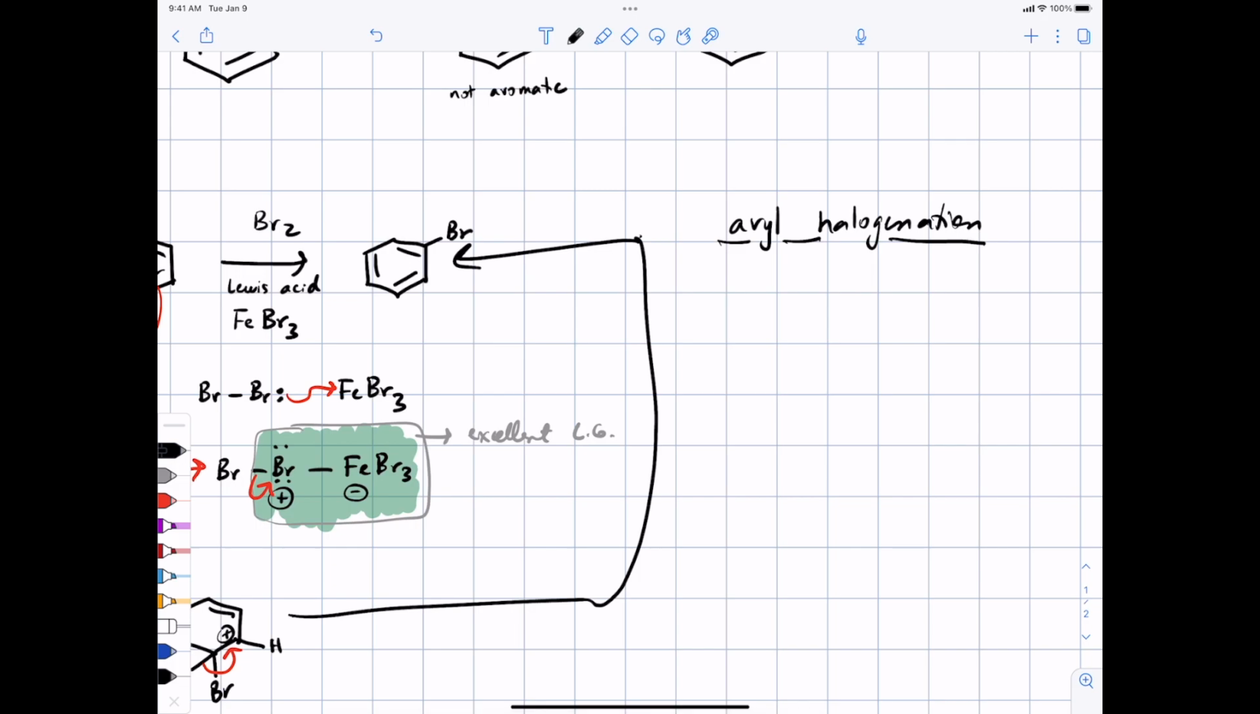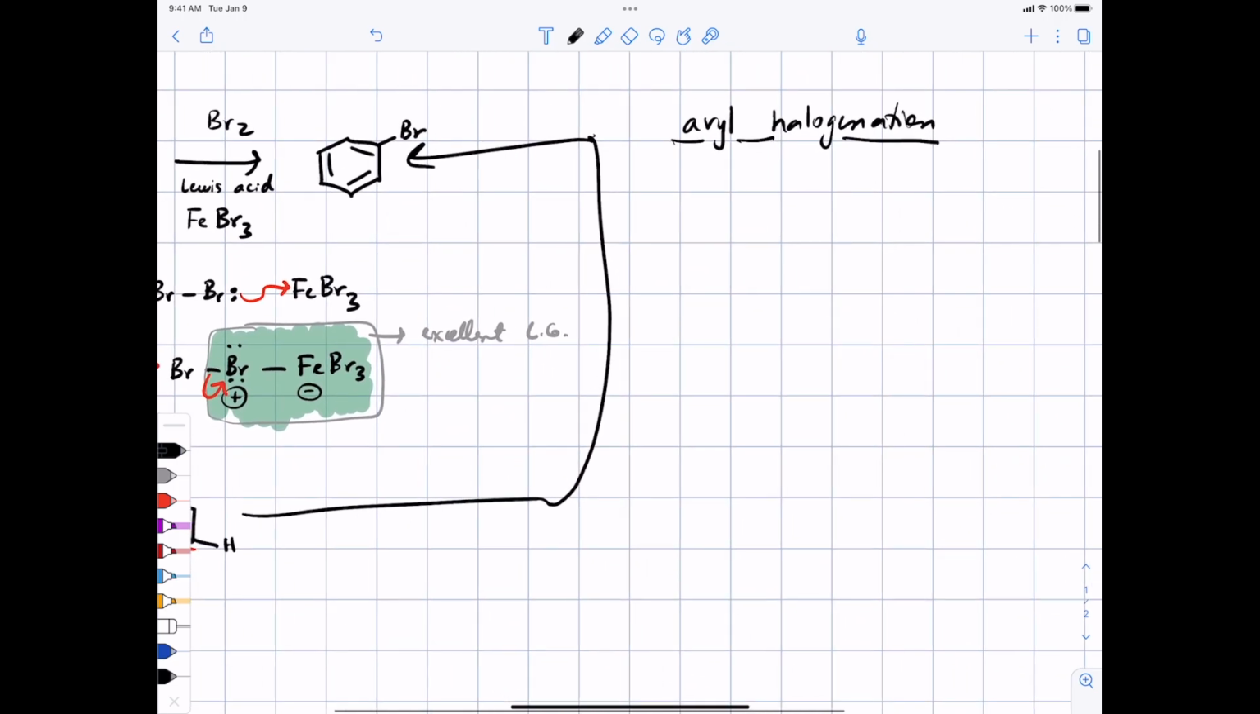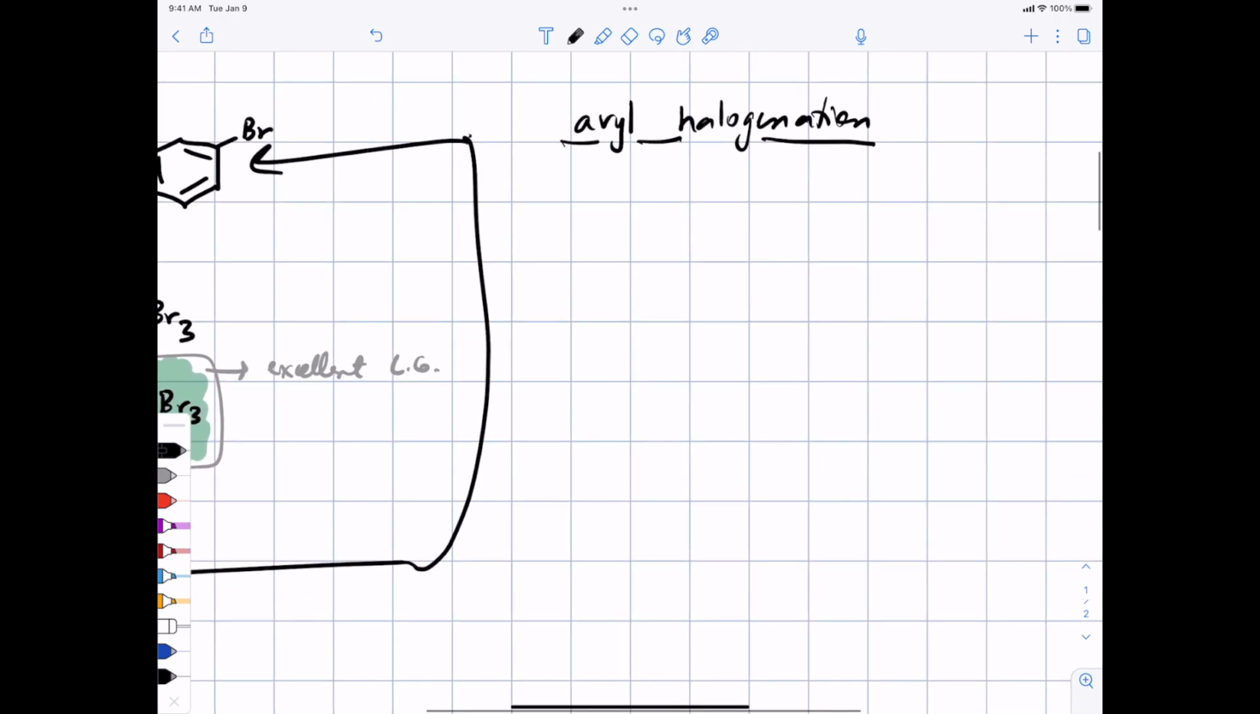Your text doesn't give you any examples of iodine doing this, and not fluorine either. Biology will actually do this reaction with iodide as part of the biosynthesis of thyroid hormone, but I don't think we'll worry about that at this point. Maybe I'll show you some of it a little bit later. If you're going to do chlorine, the Lewis acid you use is FeCl3.